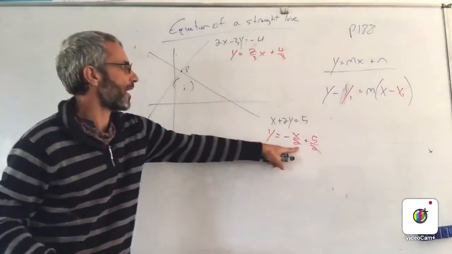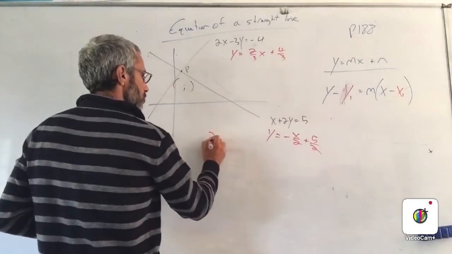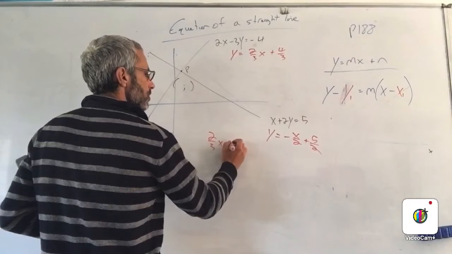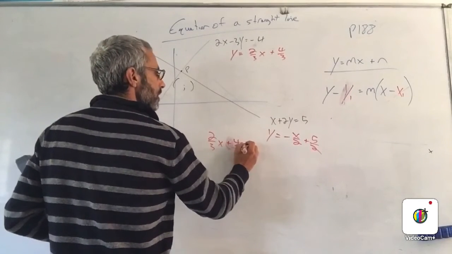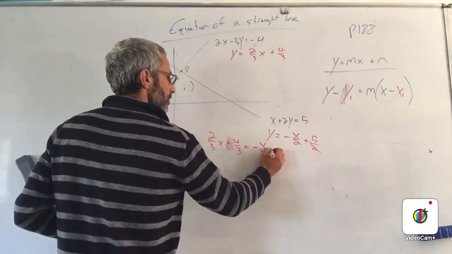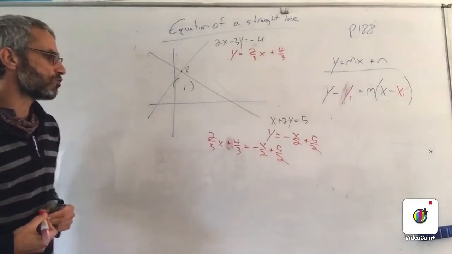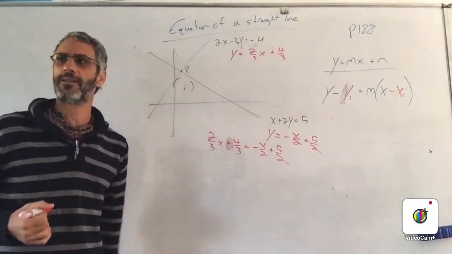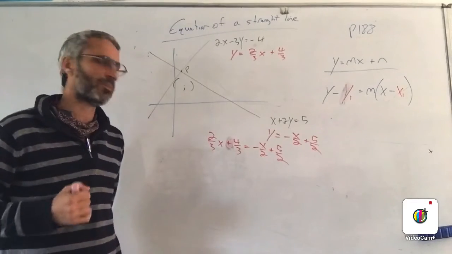Make them equal. So that equal to that. So I'm going to write 2/3 x plus 4/3 equal minus x over 2 plus 5 over 2. Now, this is an interesting equation in itself. Personally, to make things a little bit easier, I would multiply by something.